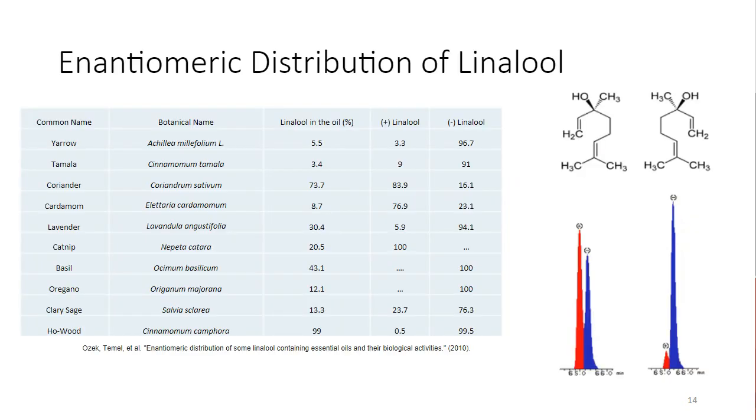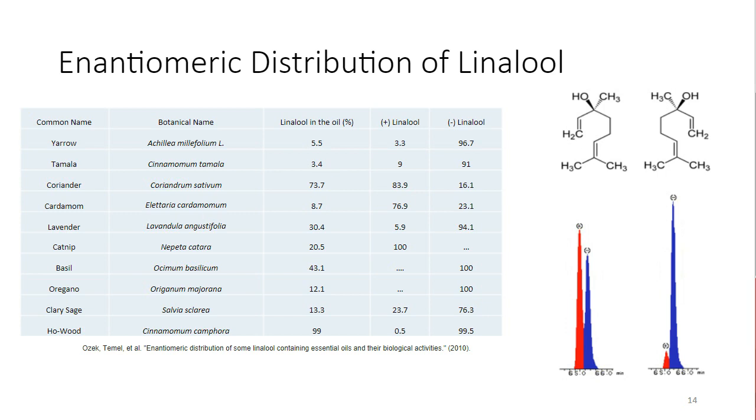On this slide, you can see how linalool isomers distribute among different essential oils. First the D isomer came up and then the L isomer. You can see the picture of the D and L isomers; they differ in only one carbon atom. The chiral percentage distributions remain the same from all over the world. For example, in clary sage, D-linalool will be around 23% and L-linalool will be around 76%.